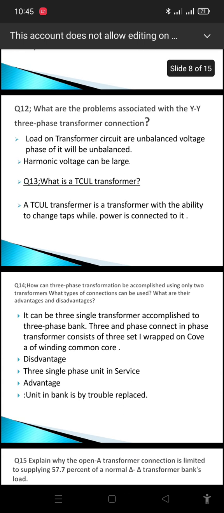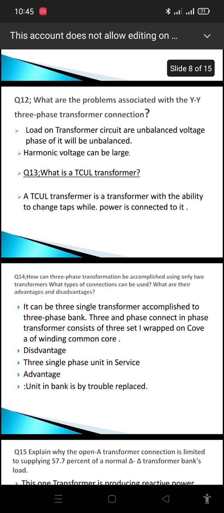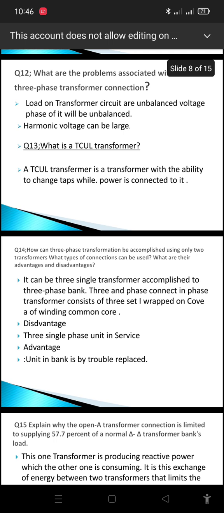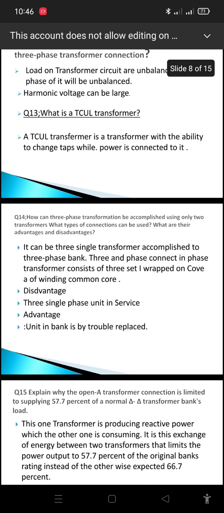How can three-phase transformation be accomplished using only two transformers? What type of connections can be used? What are their advantages and disadvantages? It can be accomplished with three single-phase transformers in a three-phase bank. A three-phase transformer consists of three sets of windings wrapped on a common core. Disadvantage: if one of the three single-phase units fails, the whole unit is out of service. Advantage: a unit in trouble is easily replaced.